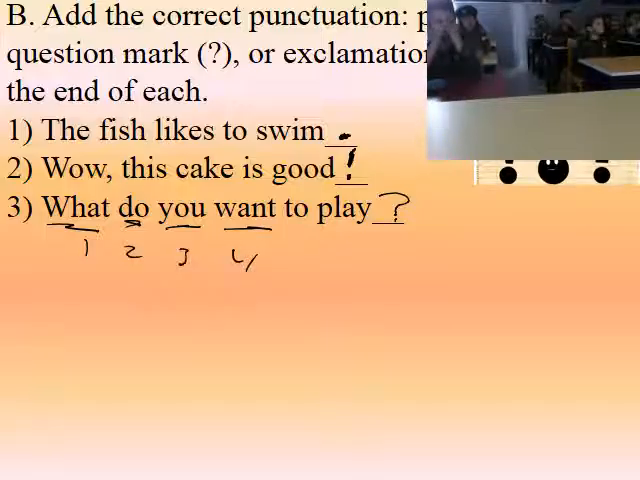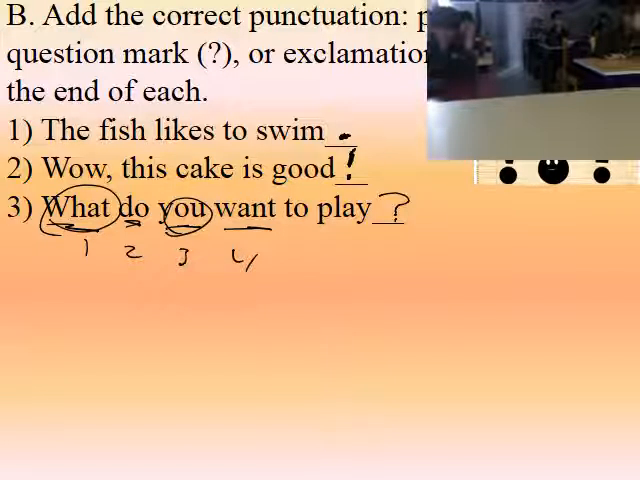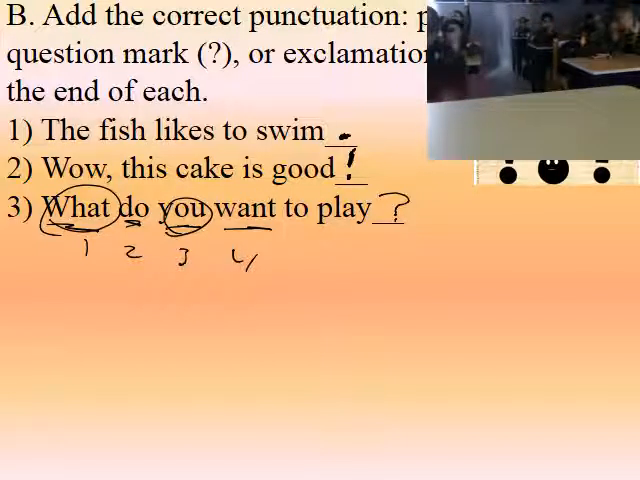Which one of these words tells us it's a question mark? Is it this word? No. Who says it's you that tells us it's a question? No. Who says it's what that tells us it's a question? Yes! It's what that tells us it's a question, because what, where, why, and when are all words that tell us questions. Let's move on.